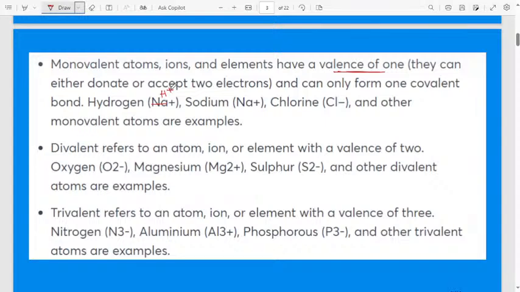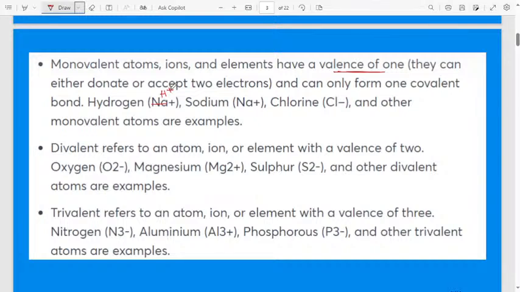The name itself indicates monovalent atom, with a valence of 1. Examples of monovalent are hydrogen H plus, sodium Na plus, chlorine Cl minus, and other monovalent atoms. Then divalent refers to an atom, ion or element with a valence of 2. Examples: oxygen O2 minus, magnesium Mg2 plus, sulfur S2 minus, and other divalent atoms.